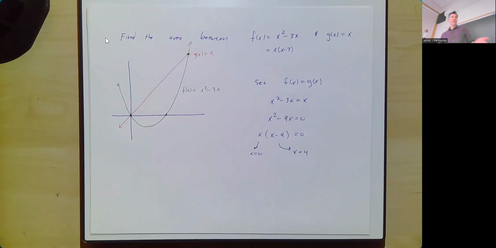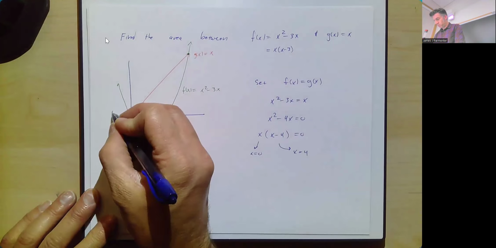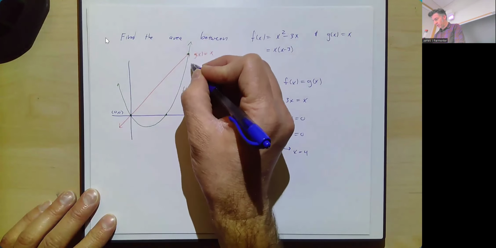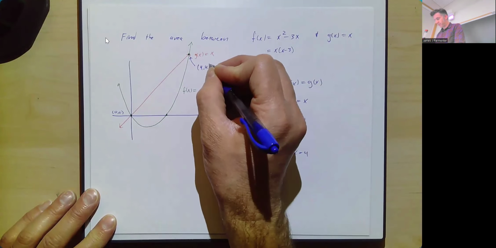0 is not surprisingly a point of intersection because we can see that they both go through the origin. And then this point over here of intersection is x is 4 and y is 4.